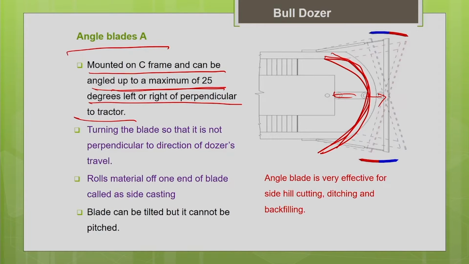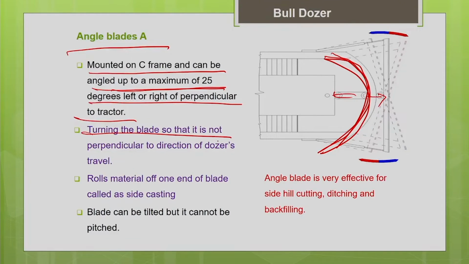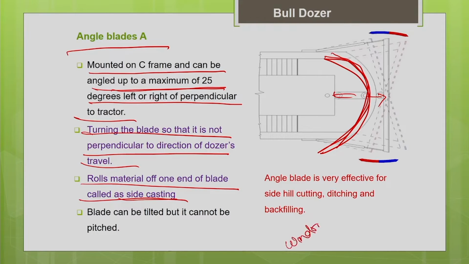We have already discussed the main applications. When you are working on one side of the road or side hill cutting, or if you want to backfill a trench, all these operations can be easily done by this angle blade. You can turn the blade to left or right, so that it is not just perpendicular to the direction of the dozer travel. Rolling the material to one end of the blade is called side casting. With the help of this blade, I can roll the material to one end of the blade, and that is called side casting. This blade can easily do the stripping work and deposit the material in windrows. They call them windrows of soil.